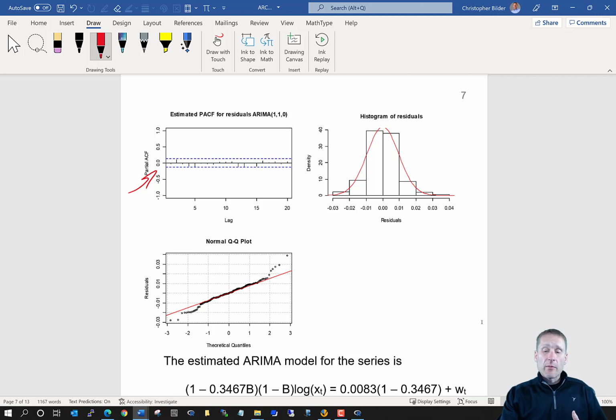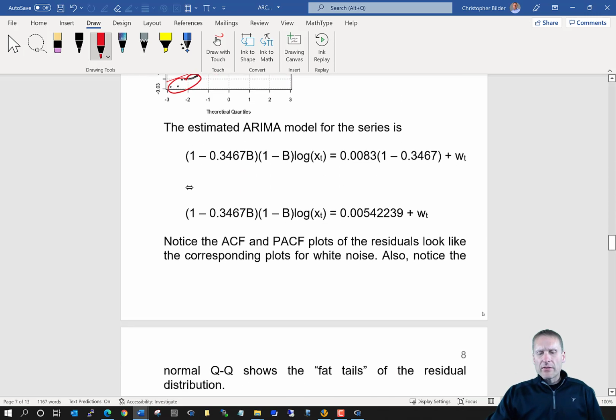Here's my histogram of my residuals. Maybe we have a little bit of deviation from normality. Definitely from the QQ plot, we see maybe, let's say, fatter tails than what we would normally expect if the normal distribution was completely satisfied. And so this is then the model that we get from estimating this corresponding data here.